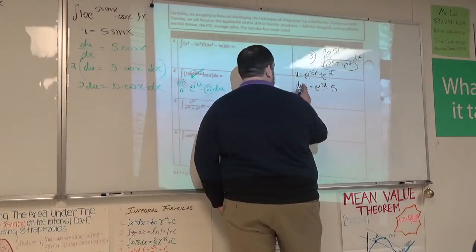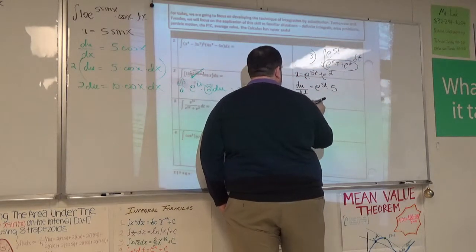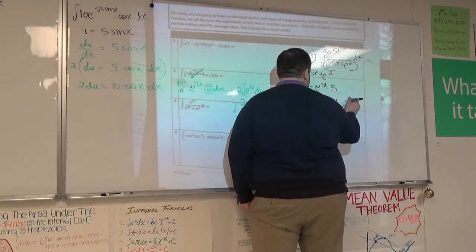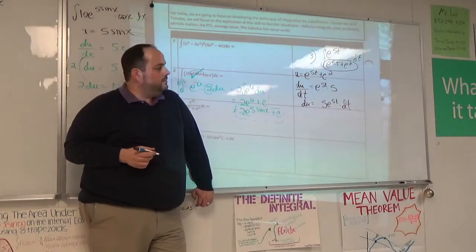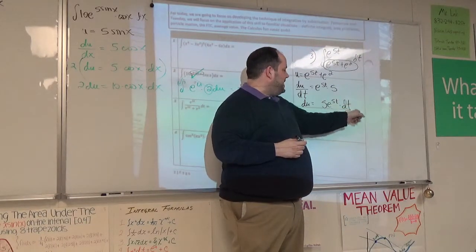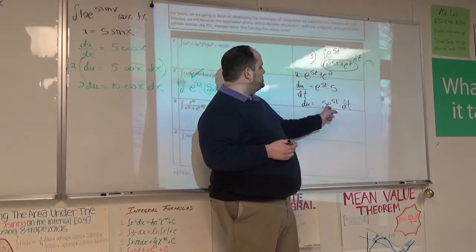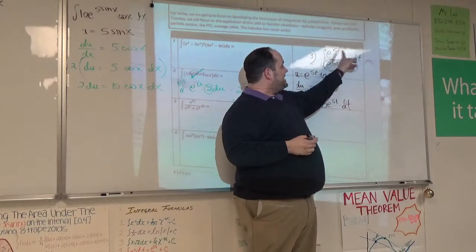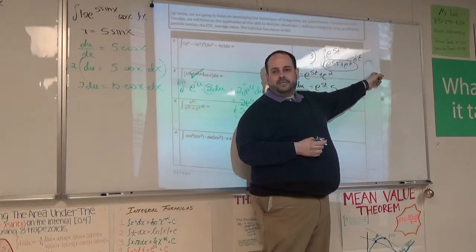So let's keep going with this. Du dt, the derivative of u with respect to t, is e to the 5t times 5. That's the same thing as saying du equals, I'm going to write the 5 in front, 5 e to the 5t times dt. If du is equal to 5 e to the 5t dt, Melissa, we're coming back to the question you had before. What I have in my integrand is e to the 5t times dt. Not 5 times e to the 5t, just 1 times e to the 5t dt.